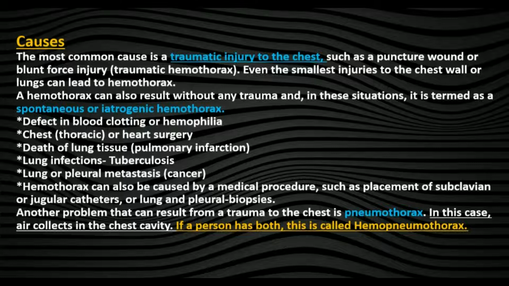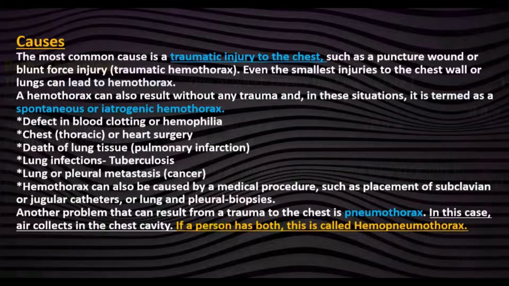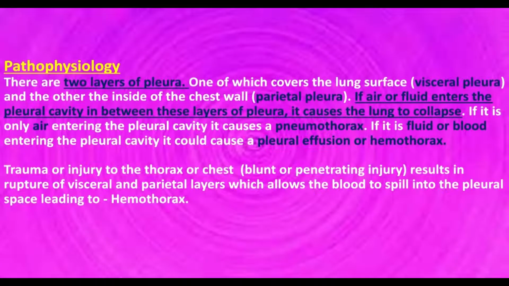Hemothorax can also be caused by a medical procedure such as placement of subclavian or jugular catheters or lung and pleural biopsies. Another problem that can result from a trauma to the chest is pneumothorax. In this case, air collects in the chest cavity. If a person has both, this is called hemopneumothorax.